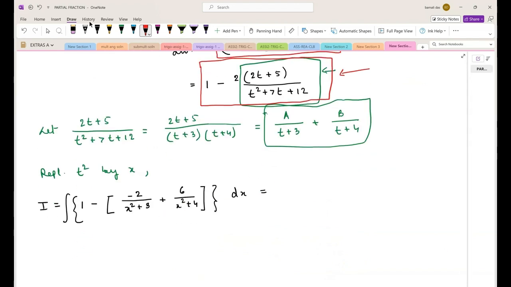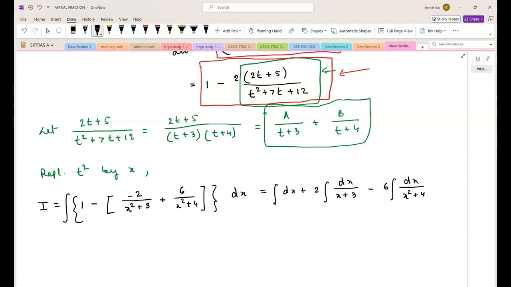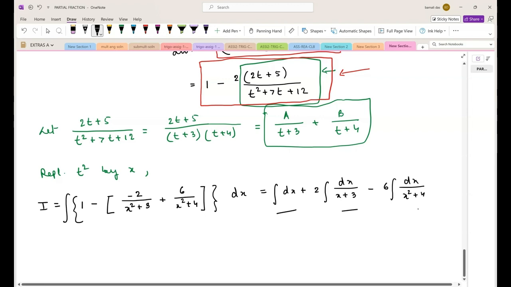So finally it becomes integration dx minus, so minus plus 2 dx by x plus 3, then minus 6 dx by x square plus 4. Then you have to do the rest of the integration. This is easy, and this is a special formula.